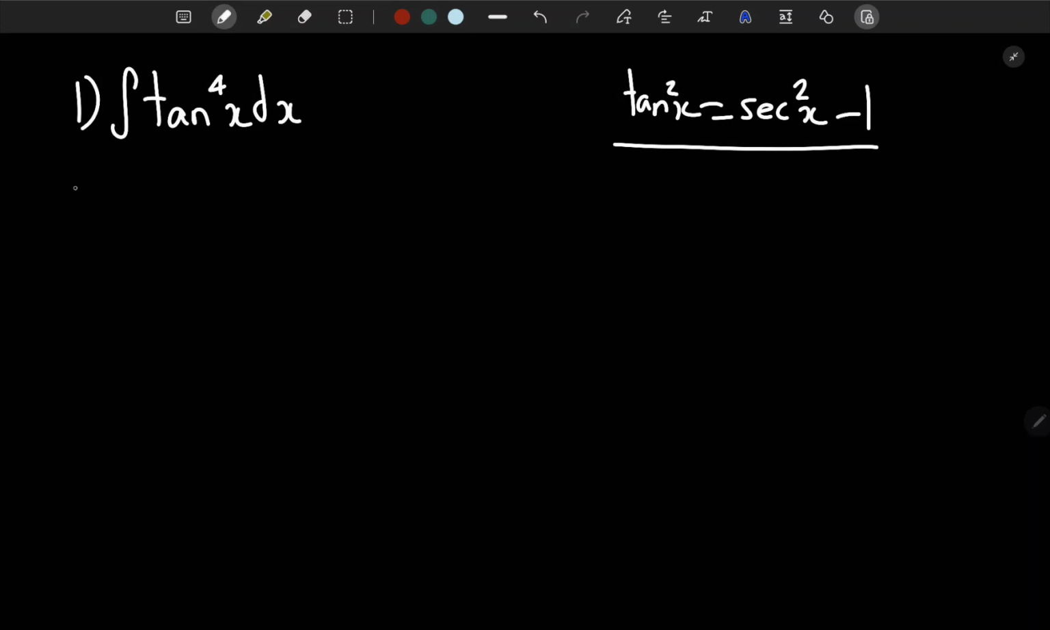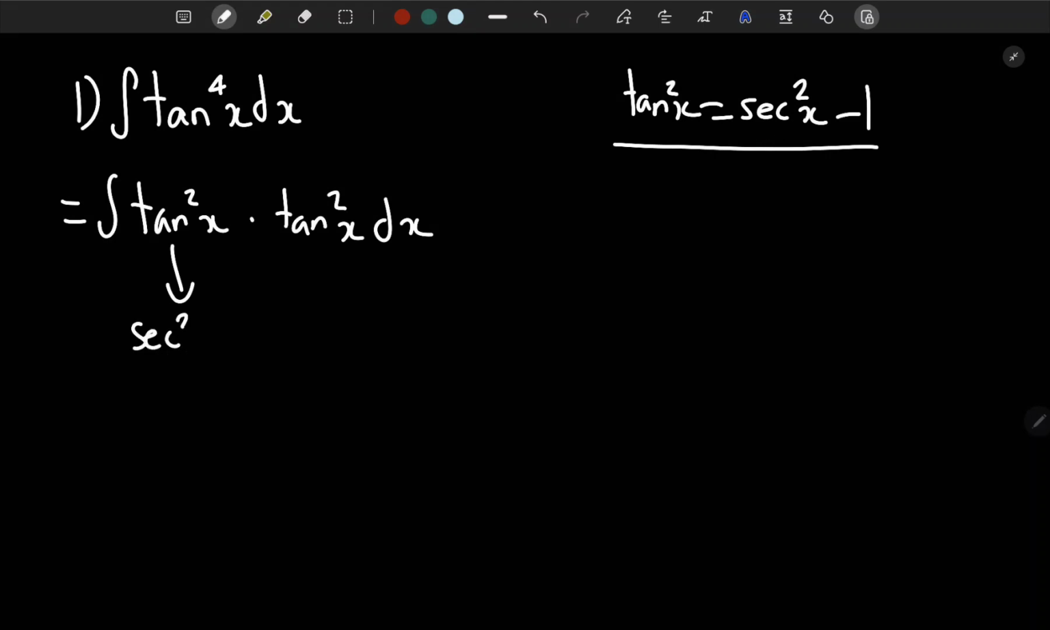So here I'm going to break the tan to the power of 4 x into tan to the power of 2 x multiplied by tan to the power of 2 x dx. Now we can replace tan squared with secant squared minus 1. So this is going to be secant squared x minus 1 multiplied by tan squared x dx.